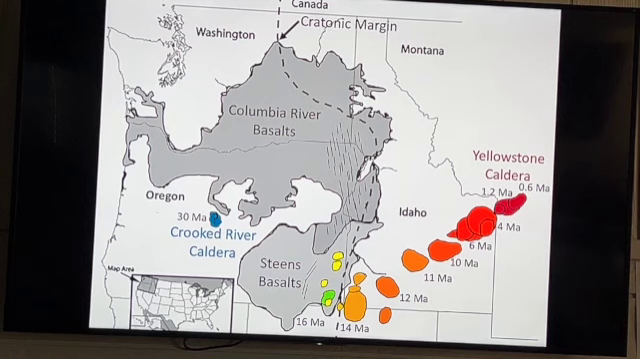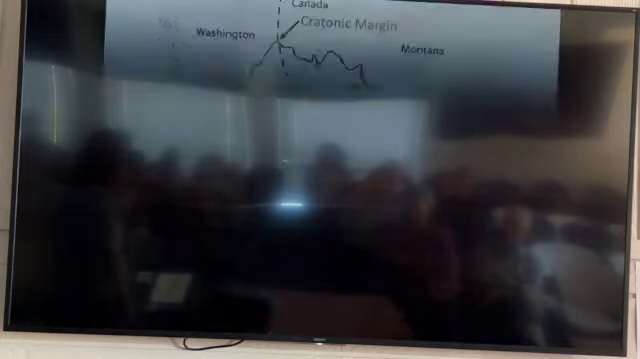But we do think that in the last probably 20 years or so, this big caldera has been mapped out. So we do know that there was highly explosive activity right here in Central Oregon 30 million years ago.